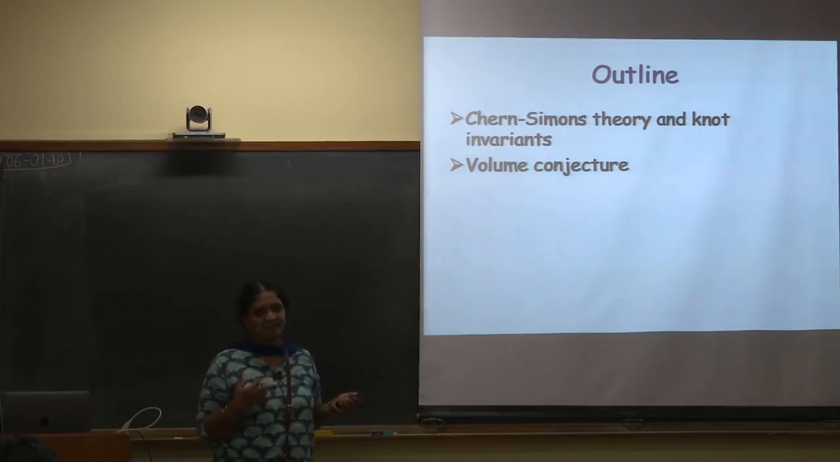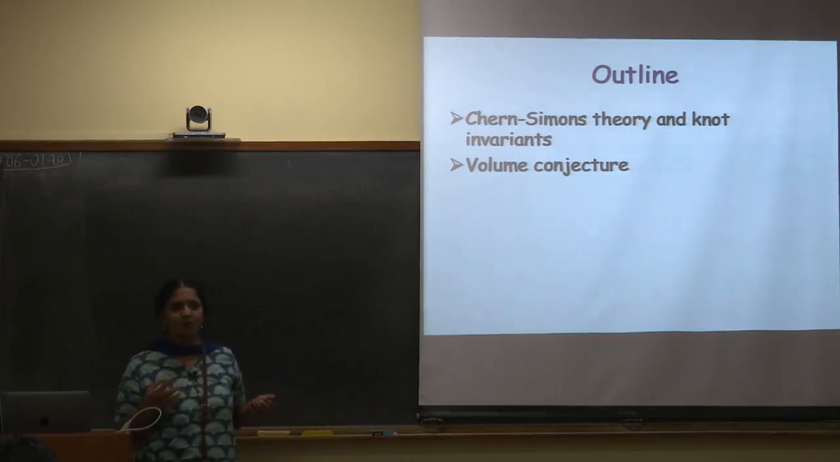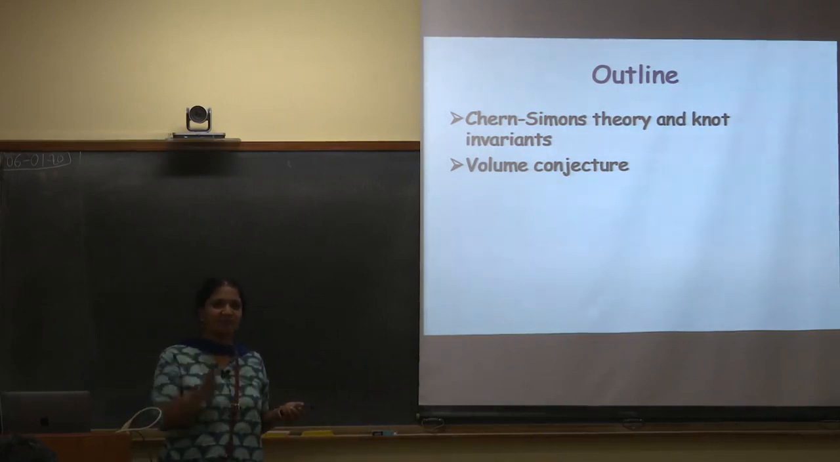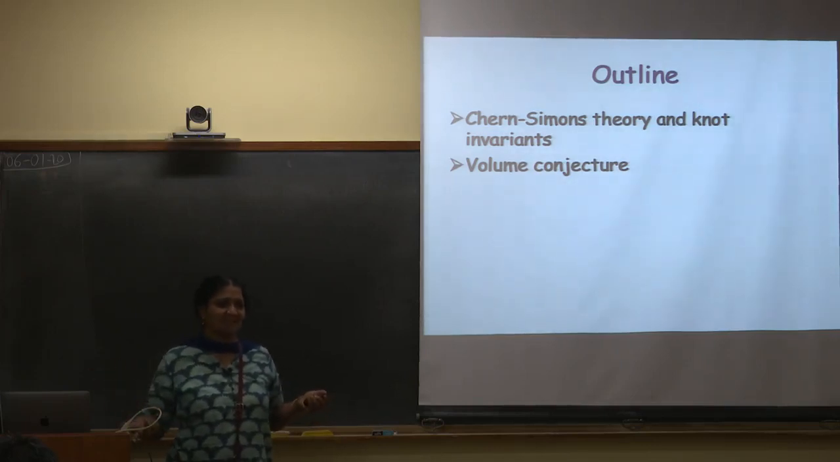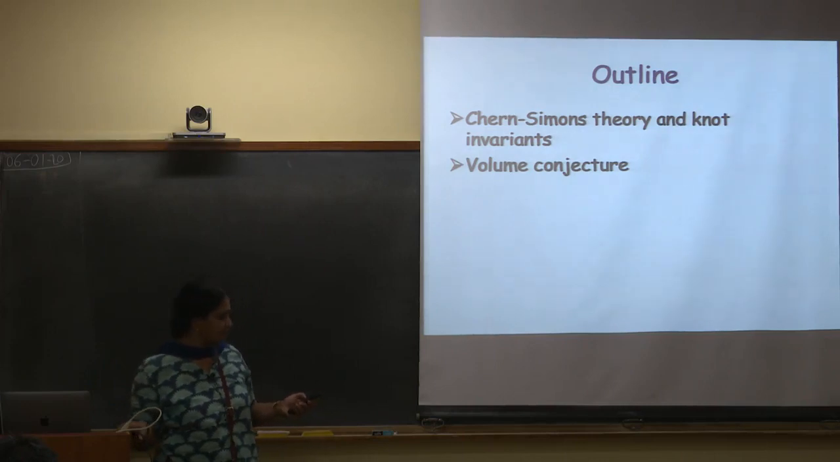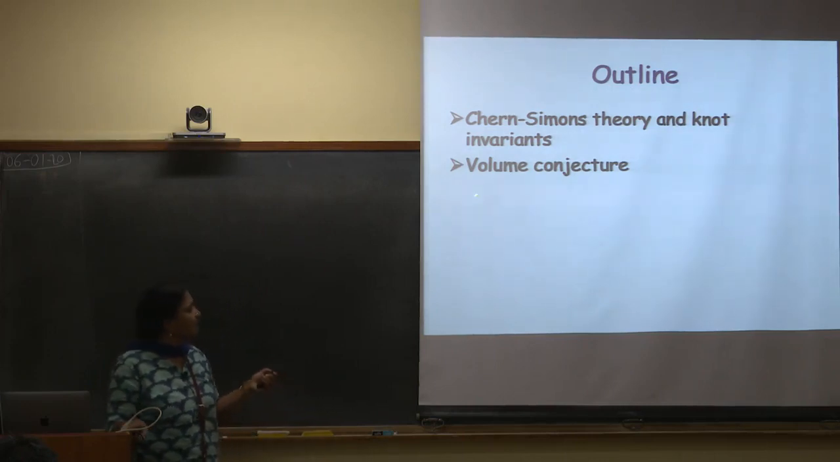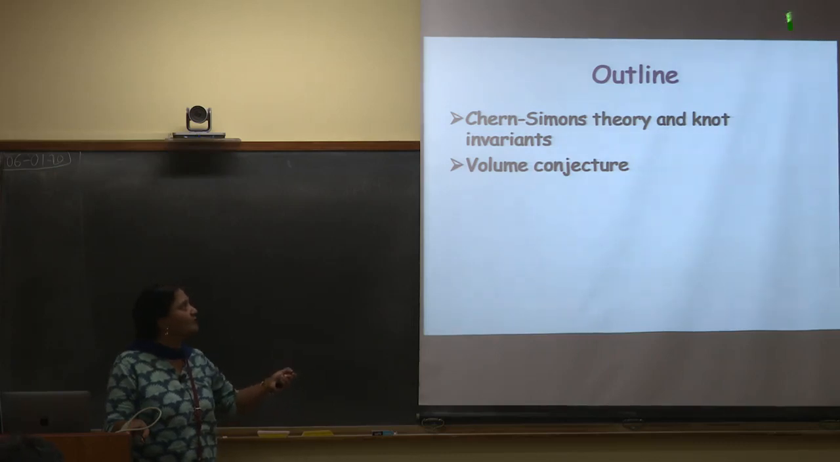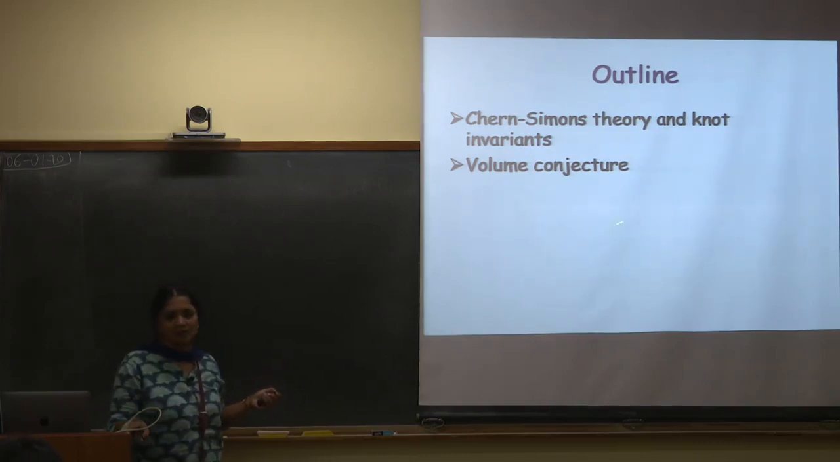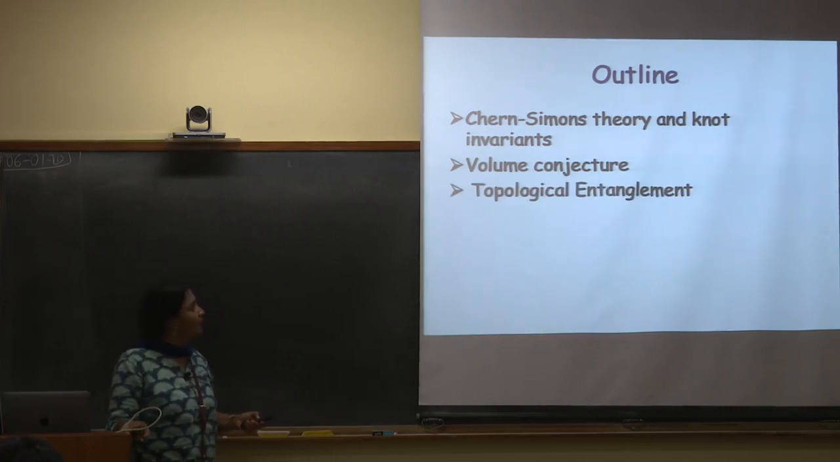It's still unclear how to go about finding the 1 over h-bar expansion for the total partition function. So, in that sense the volume conjecture is very interesting. I will try and show how the knots are connected to the volumes of 3-manifolds.